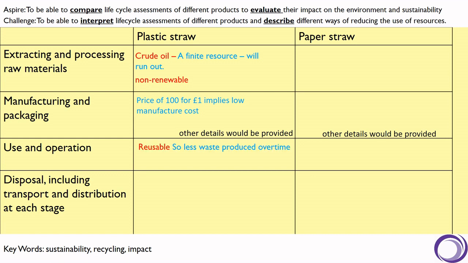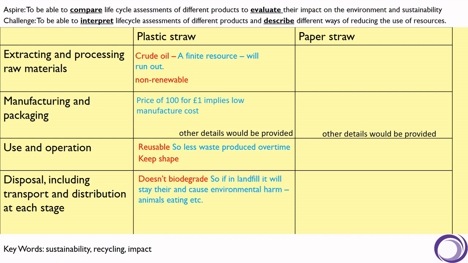Again, we've got other plastic straws, they are reusable. The issue was when we weren't reusing them and we were disposing of a high volume of plastic. And yes, that means if we are reusing them, there's less waste produced over time. And they keep the shape, which is very, very useful. Disposal, they don't biodegrade. So if they go into landfill, they will stay there. And that can cause the environmental harm that we talked about on the previous slide, especially in regards to animals. They are slightly lighter, which again would imply lower transport costs.